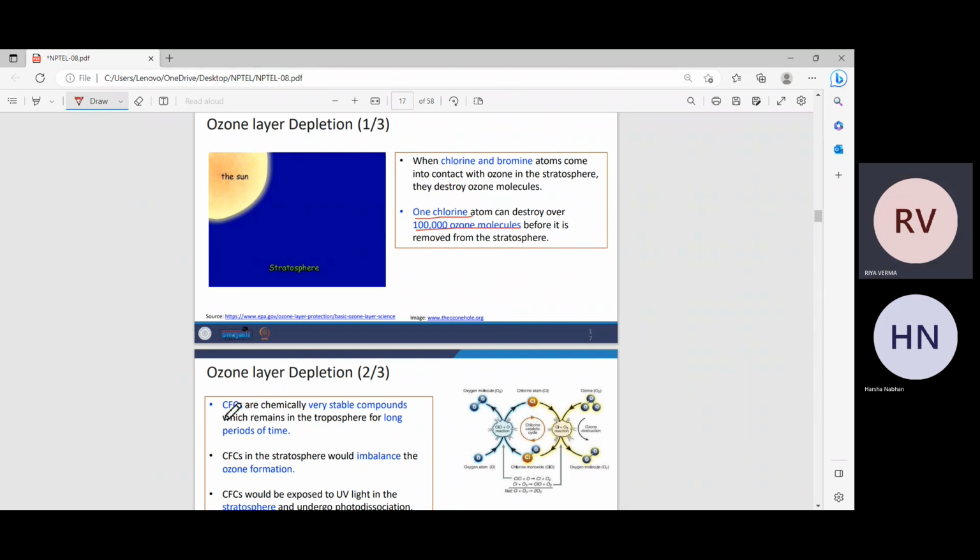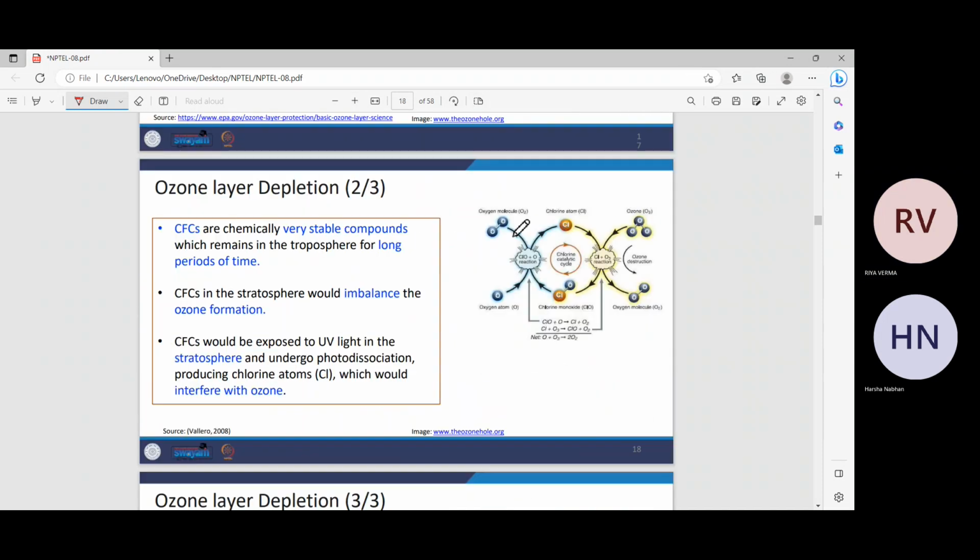Our refrigerators use these CFCs, and these are chemically very stable compounds, and these remain in the troposphere for very long periods of time. So these CFCs are also used in our air conditioners that we use in our homes, ACs, our refrigerators. So, increasing the use of these CFCs has led to the depletion of the ozone layer because the chlorine atoms present in these CFCs react with the molecule of the ozone.